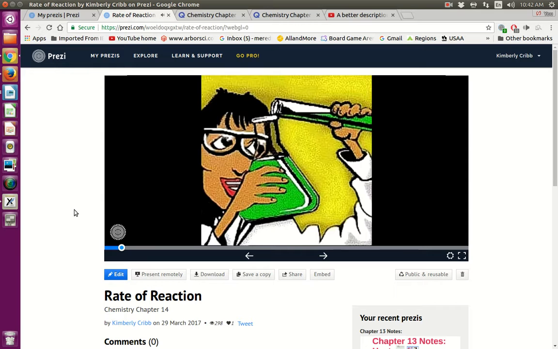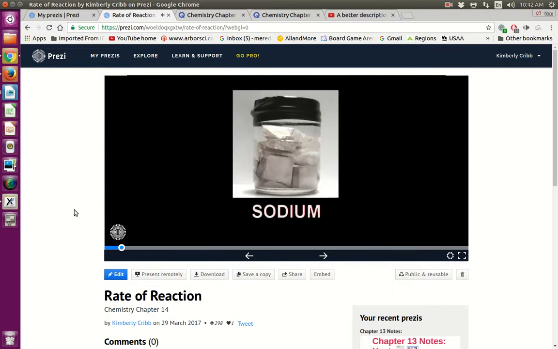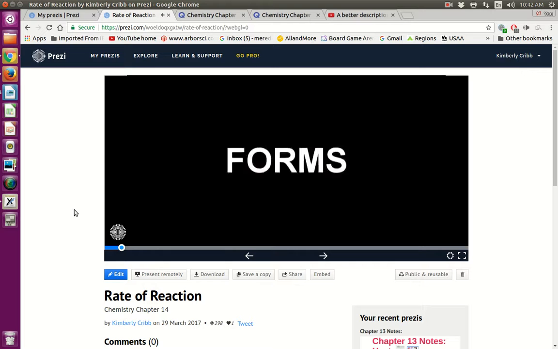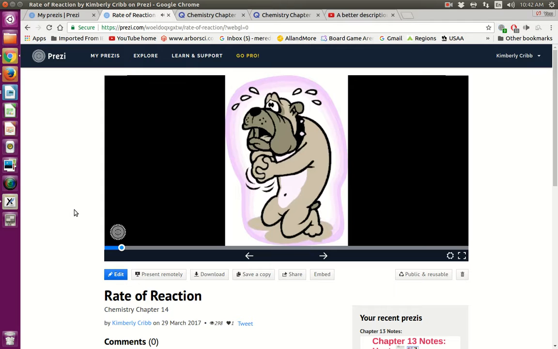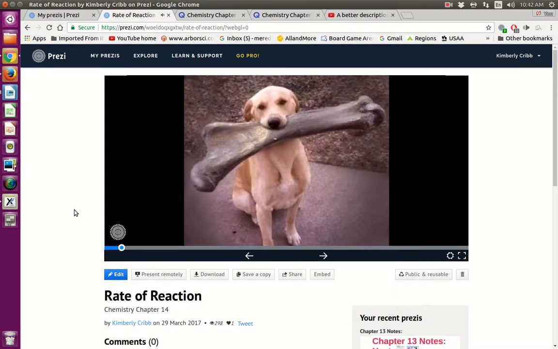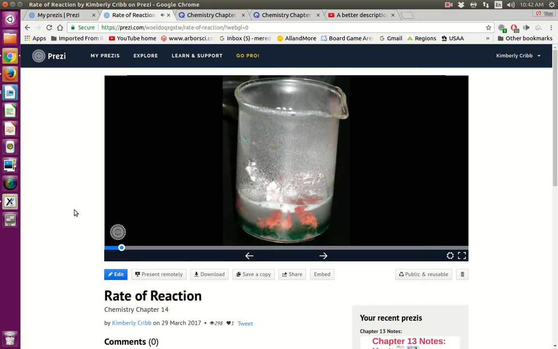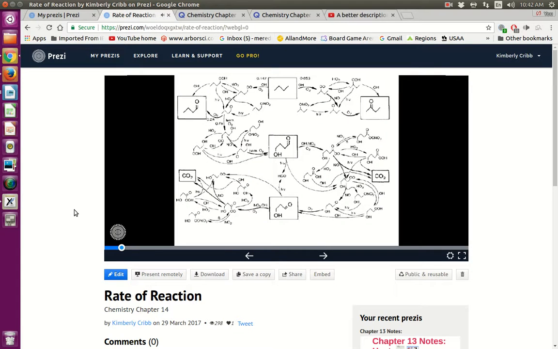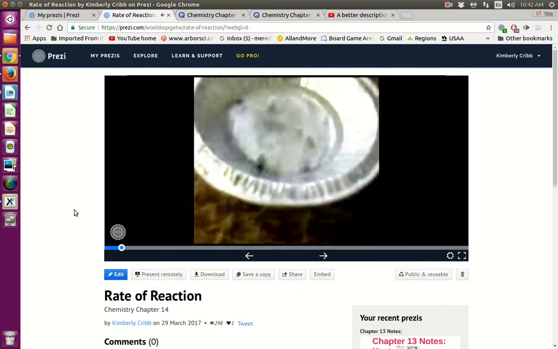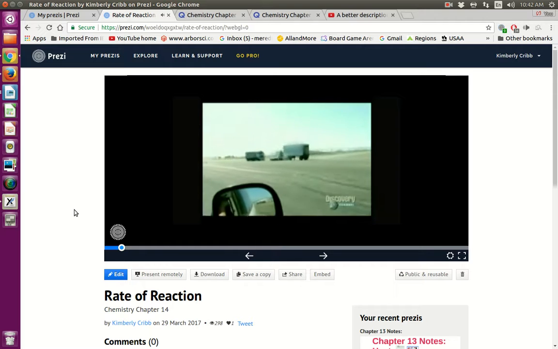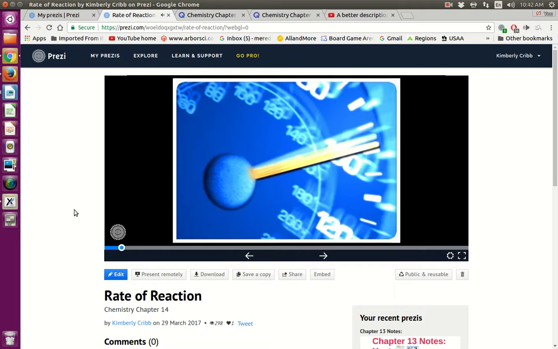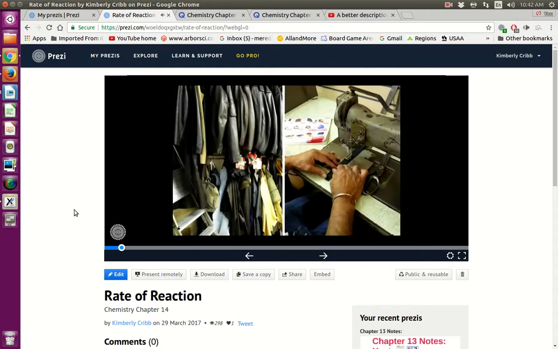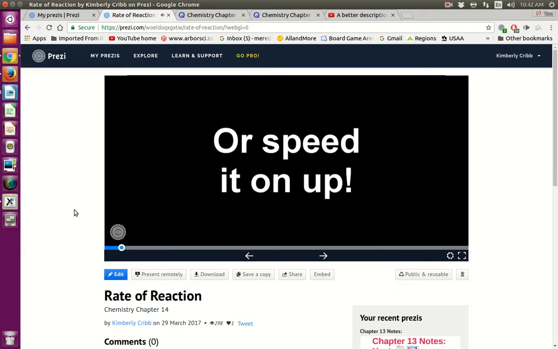It's rate of reaction. Reactants for products at a certain speed. How do we get it to serve our needs? Change the mechanism, change your steps. How many collisions happen more or less? Change your reaction speed. Make it fit your needs. Slow down or speed it on up.